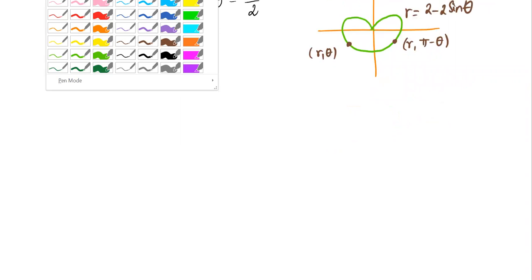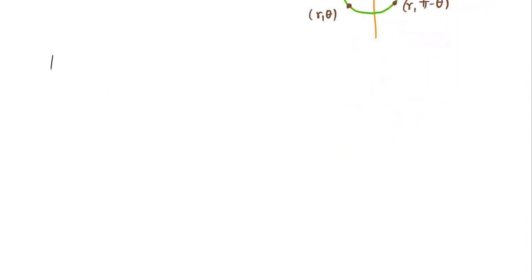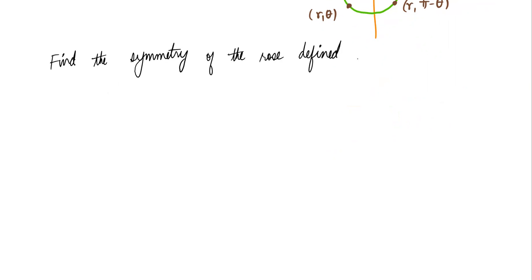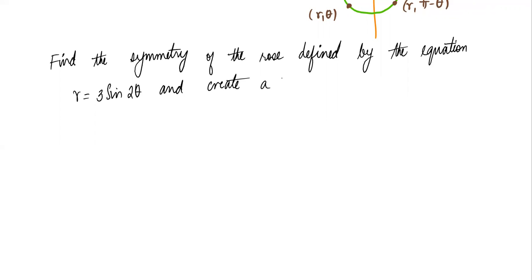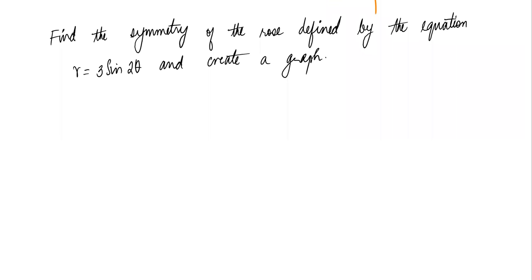All right, let's do a problem. Find the symmetry of the rose defined by the equation r equals 3 sine 2 theta and create a graph. Let's do the calculation part and then finally graph it, because that's the order also.